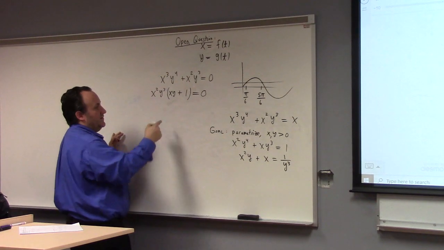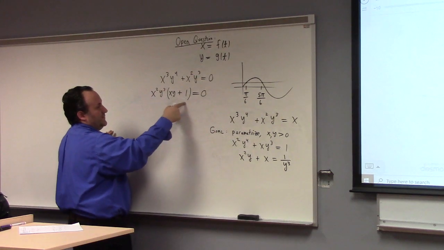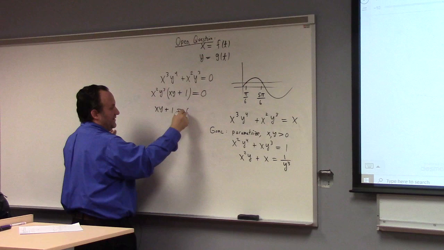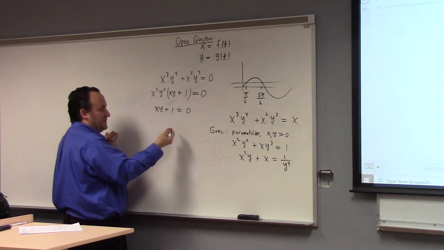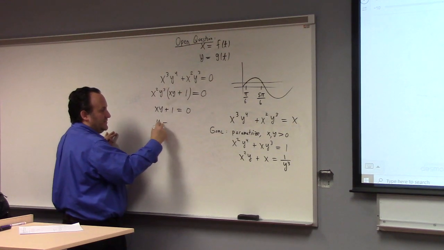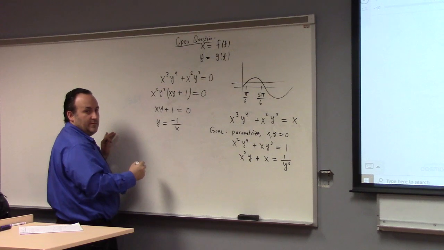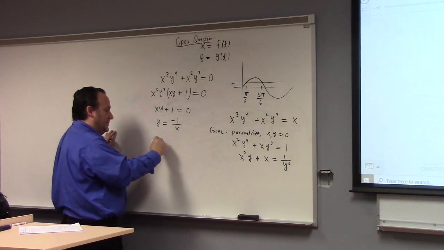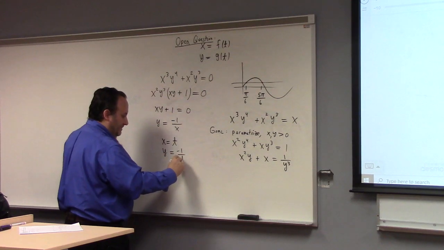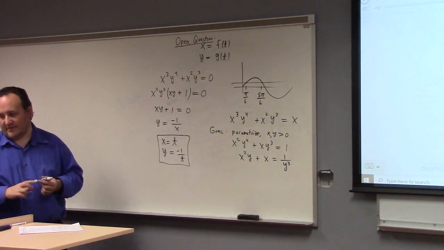Right? So in this context, where xy is greater than 0, I just need xy plus 1 equal to 0, right? So parametric equations for this are easy enough to find, right? In fact, I can solve for y. Y is equal to minus 1 over x. If you want, you can write it parametrically: x equals t, y equals minus 1 over t.